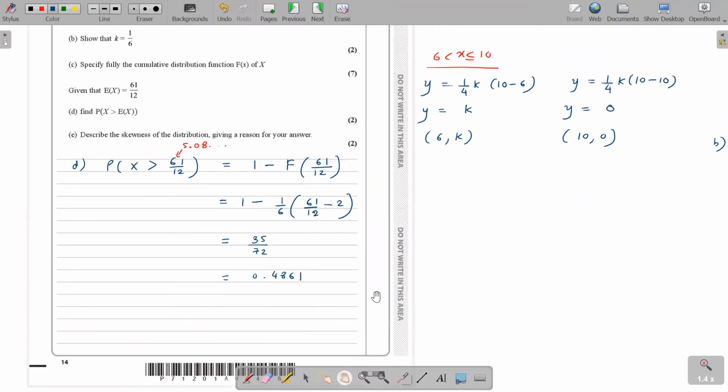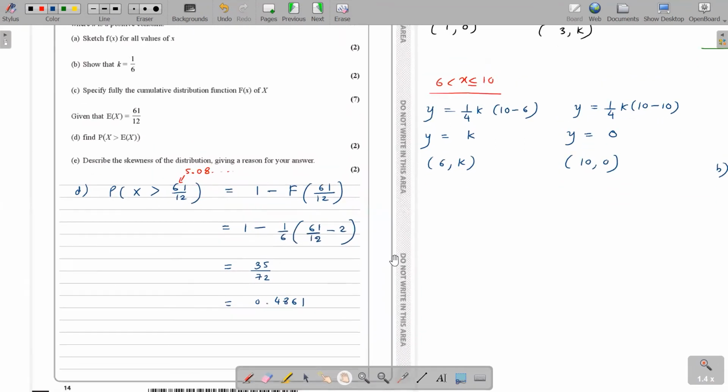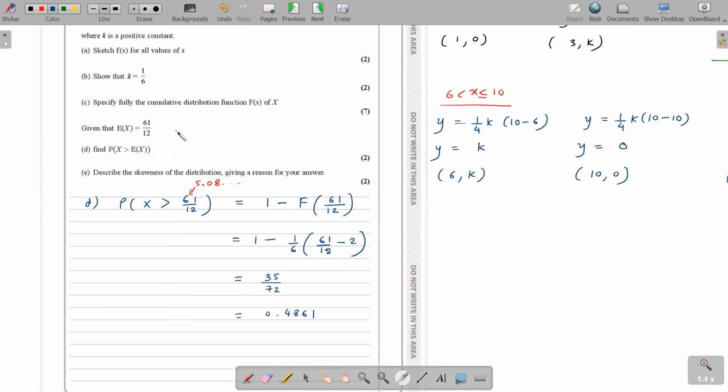Okay, then the next one: describe the skewness of the distribution, giving a reason for your answer. So how do we describe the skewness of this distribution? Normally, in S1 you have learned about skewness. You can describe skewness through quartiles, or through mean and median. In this case, I think you can see the EX is the mean, so they have given you the mean. To compare the skewness, you need to find the median. If you have an idea about where the median is, you can compare the mean and median and give an answer about the skewness.